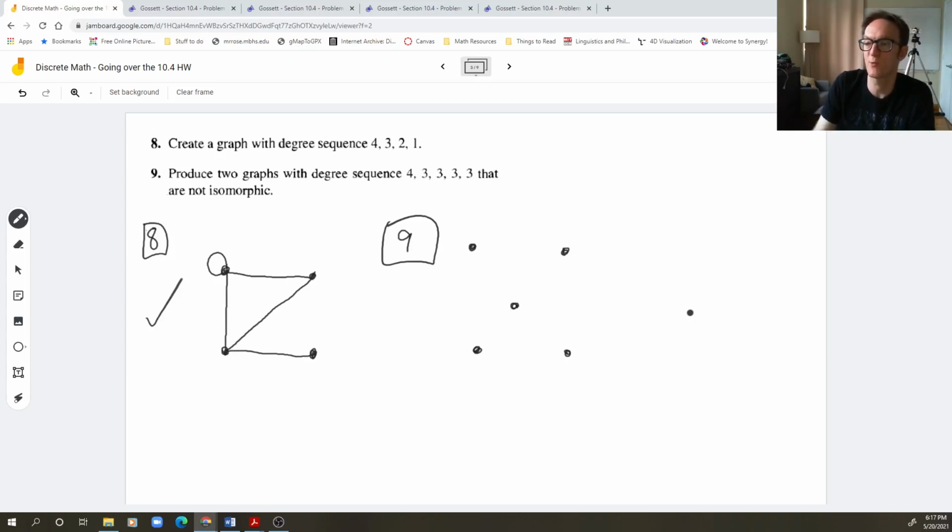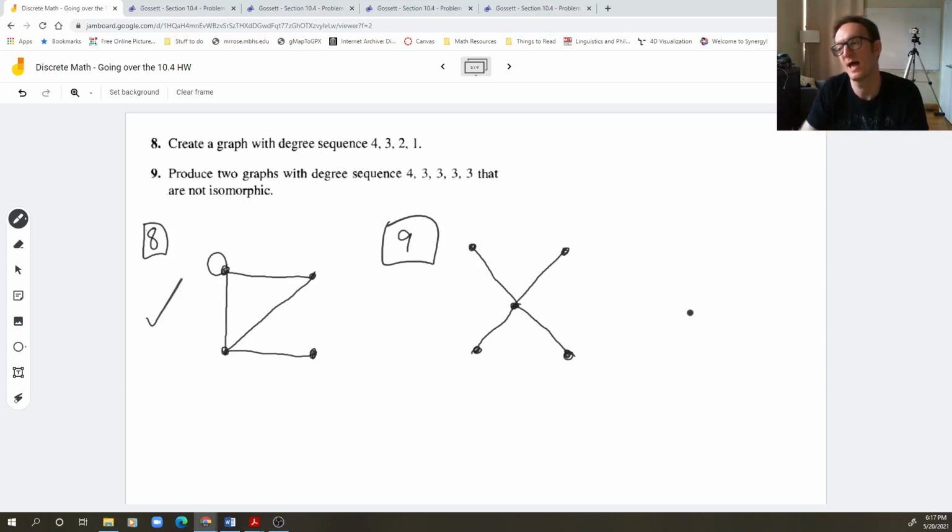So I pretty much just went at random and tried to draw a graph with degree sequence 4, 3, 3, 3, 3. In fact, maybe it's even good if we just do this, right? Watch this. Take a graph with 5 vertices, which of course this one has. One vertex has degree 4. So if one vertex has degree 4, then it must be connected to every other vertex. And now at this point, there's nothing more to do, right?